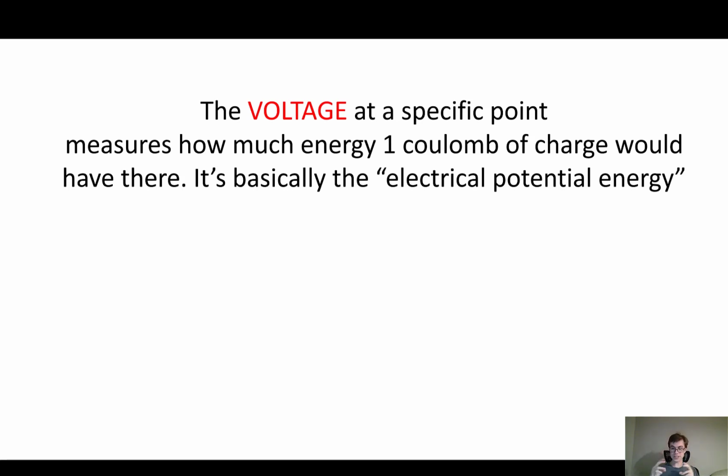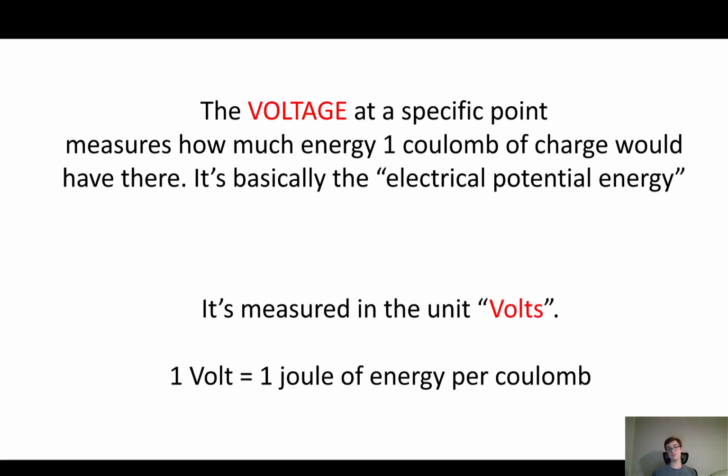The voltage at a specific point measures how much energy 1 coulomb of charge would have if you put it there. It's basically the electrical potential energy. So just like real physical objects, I can lift it up in the air, like it has a higher height, and I let it go and it falls. Electrical charges, I can lift them up to a higher voltage, and then if I let them go, they move down the voltage line. We measure it in the unit volts, and 1 volt is 1 joule of energy per coulomb.